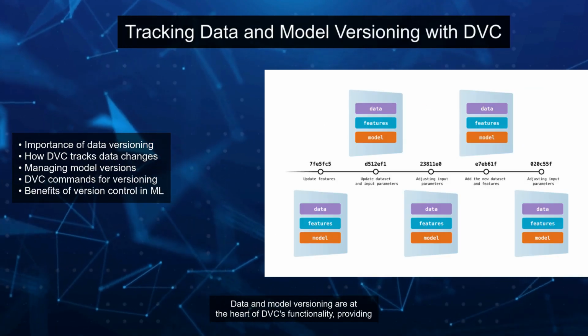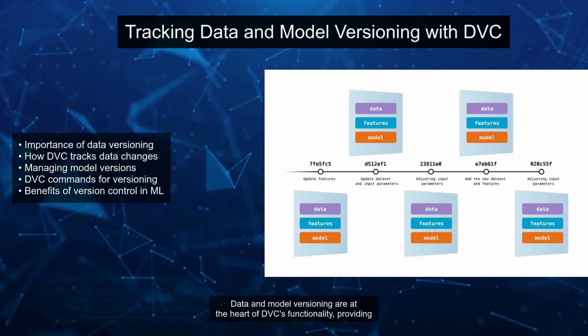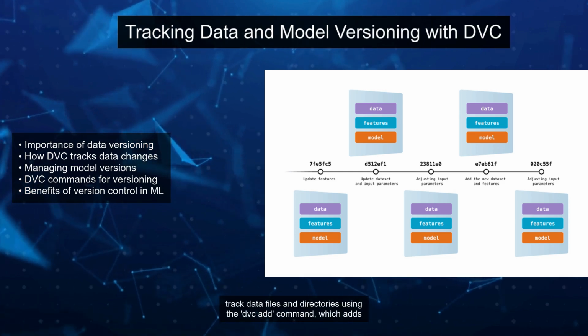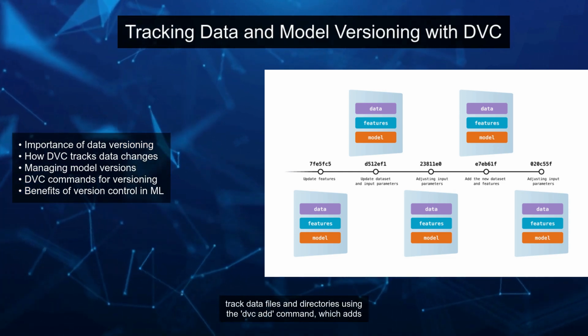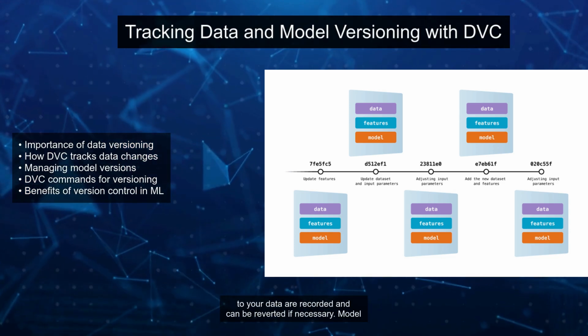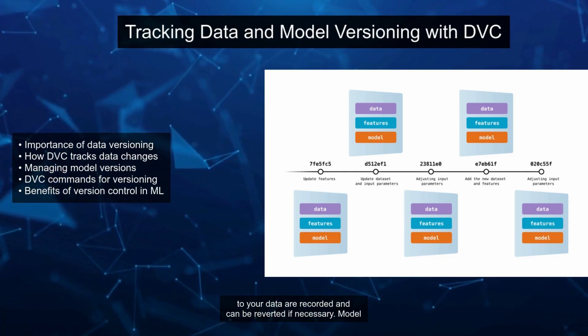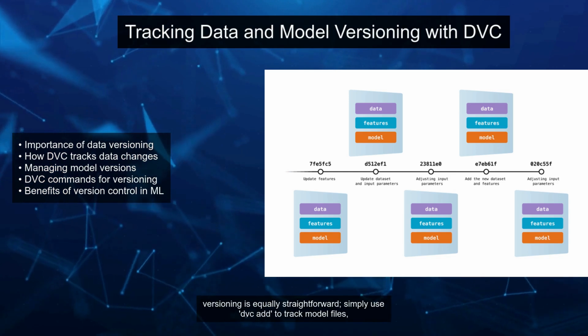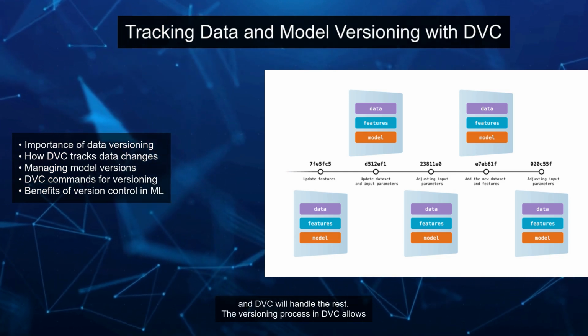Data and model versioning are at the heart of DVC's functionality, providing a robust way to manage changes over time. With DVC, you can track data files and directories using the dvc add command, which adds your data to the DVC tracking system. This ensures that any changes to your data are recorded and can be reverted if necessary. Model versioning is equally straightforward. Simply use dvc add to track model files, and DVC will handle the rest.